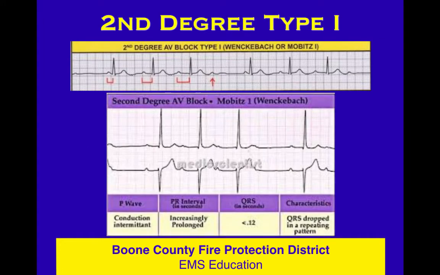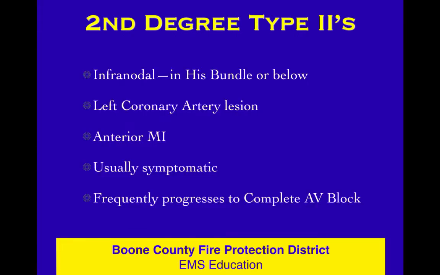Here's some examples of type 1. The hallmark again is that there is a dropped beat. And if you look right before that dropped beat, you'll see a very long PRI. You look right after that dropped beat, you'll see a very short PRI. And then if you look back through and watch, each PRI gets longer, longer, longer, and then it drops. The ratio can change, but the PRI needs to be getting longer every time. Second degree, type 1, Winky Bach or Mobitz 1. It's got 3 names, it must be cool.